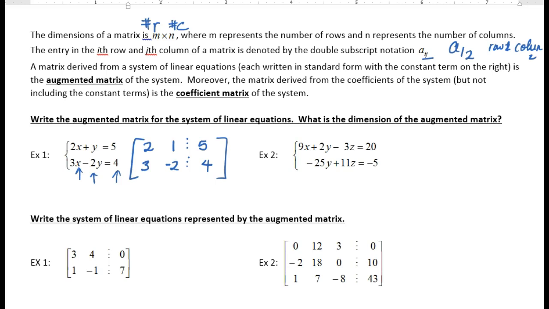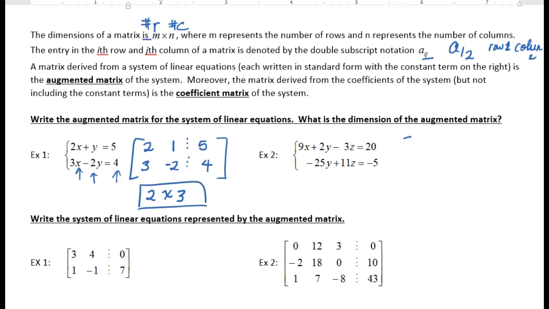Now, example 2. Okay, oh, wait, we need to do dimensions, sorry. What's the dimensions of the augmented matrix? Well, how many rows do we have? We have 2 rows, and we say 2 by, how many columns? Well, we have 3 columns. You do count this column with the constants, okay? So here's my augmented matrix, and here's the dimension of it.